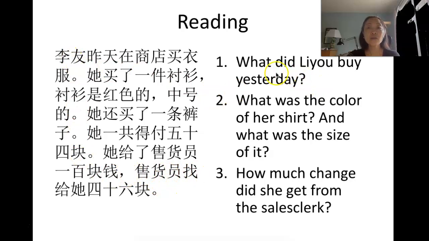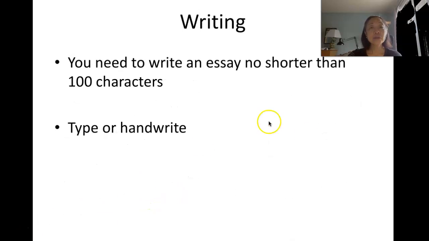Now, let's go over the questions. Number 1, what did Leo buy yesterday? 衬衫，裤子。So she bought a shirt and also a pair of pants. Number 2, what was the color of her shirt? 红色, red. And what was the size of it? 中号的, medium. Number 3, how much change did she get from the sales clerk? 46块. Okay.